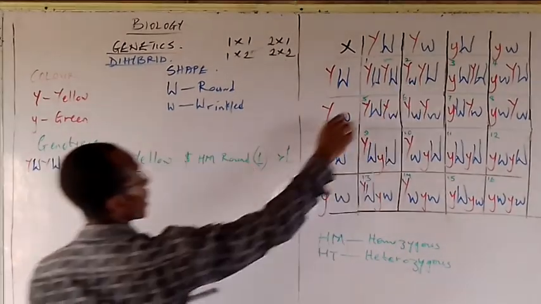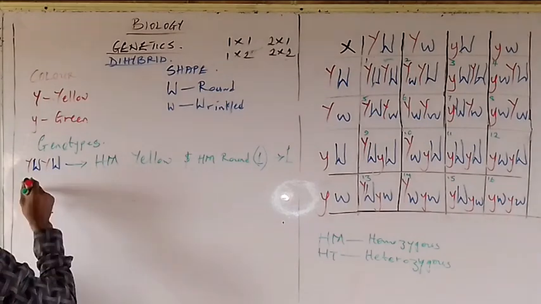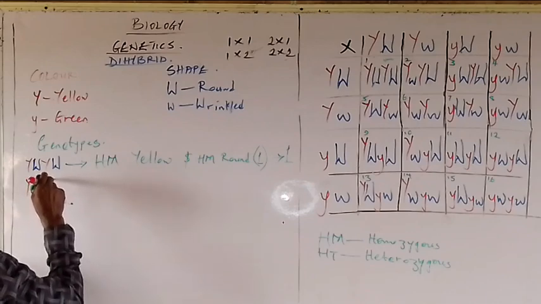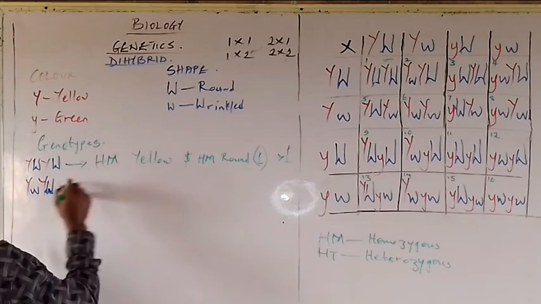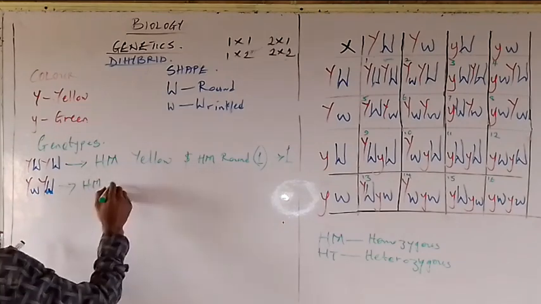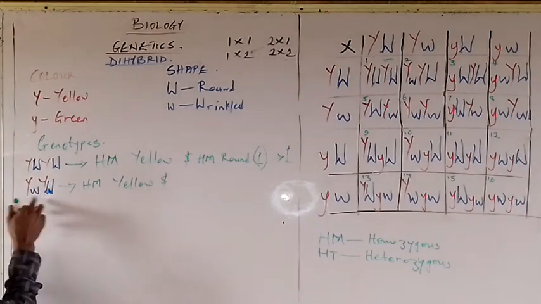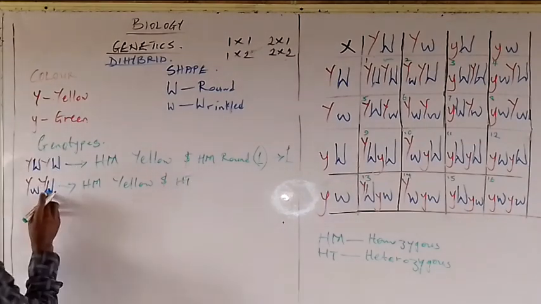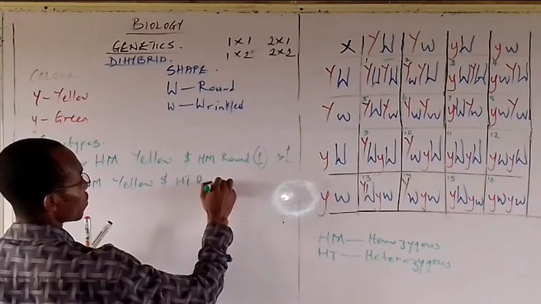The next one is capital Y, small w, capital Y, capital W. That is what we have for that second one. So this is how we are going to interpret that. It is going to be homozygous as well. Homozygous, this time around it is also yellow. So we have homozygous yellow, and now we have this one to be heterozygous because this is capital and this is small. But the fact that this capital is here, the capital will mask the small. So the capital is round, so we have it this way.